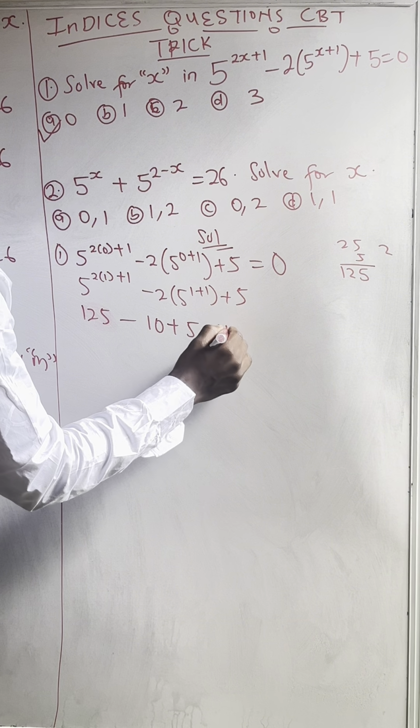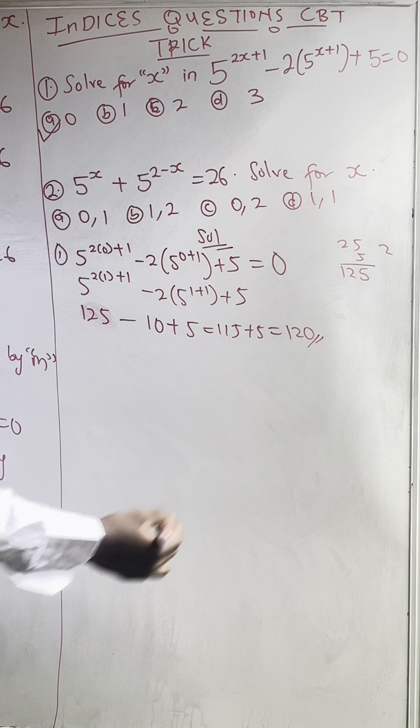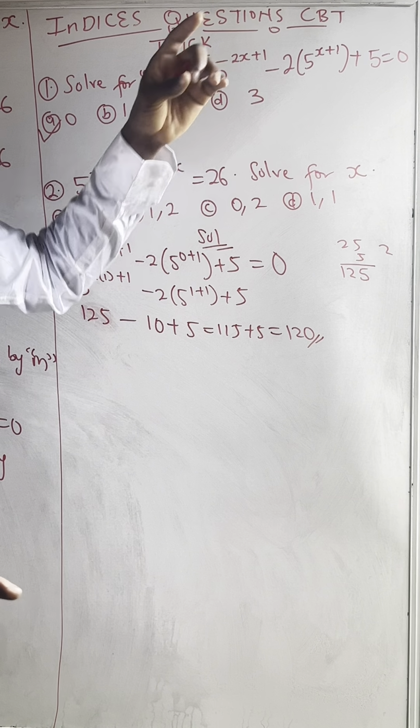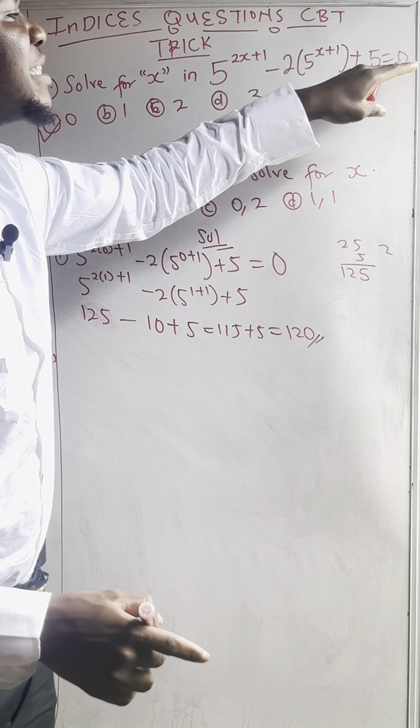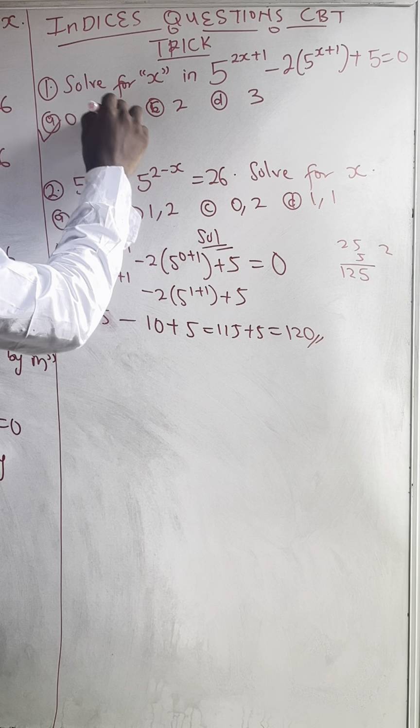That is 115 plus 5. That is 120. You see that after I represented my x as 1, the value I got is not the same as the value on the right hand side of the equation. That simply means that option B is wrong.